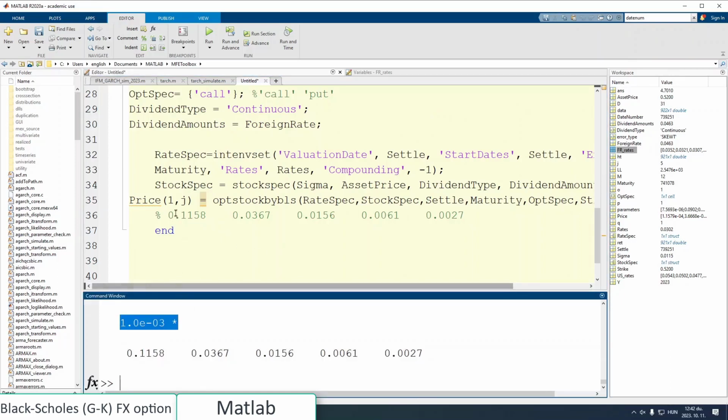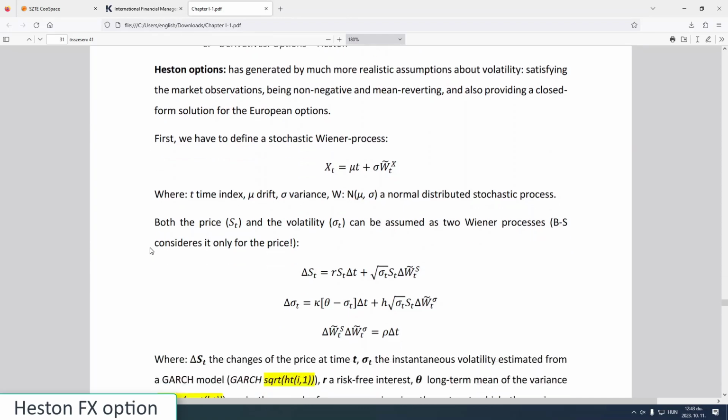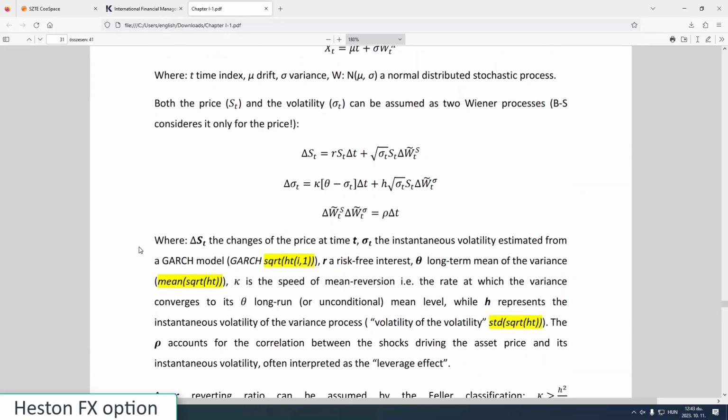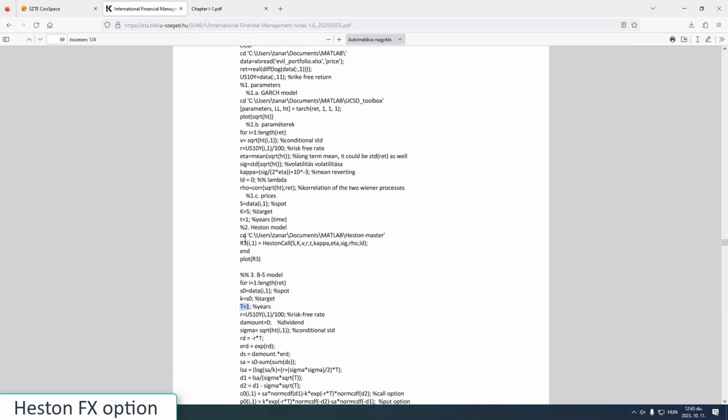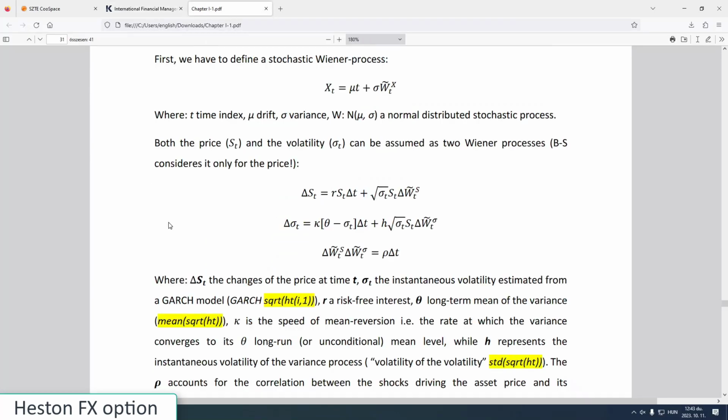Okay, just still saving it here because of the Heston pricing model. In the case of Heston pricing, some functions are available for free, but let's try to use what is available in Matlab.